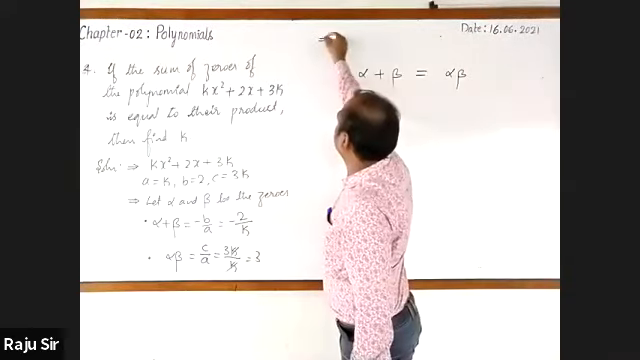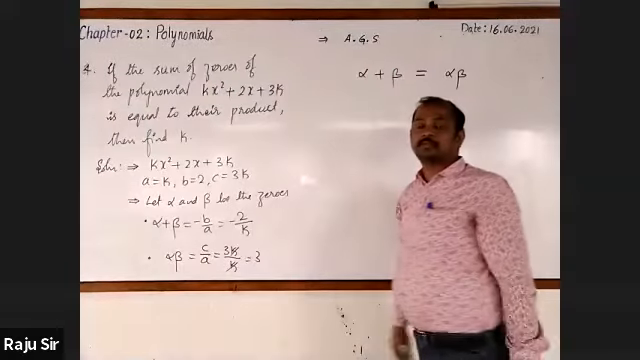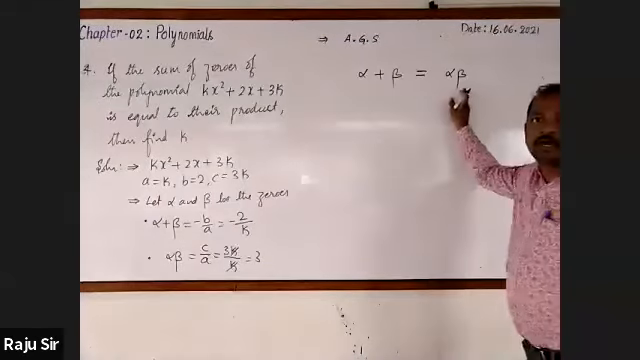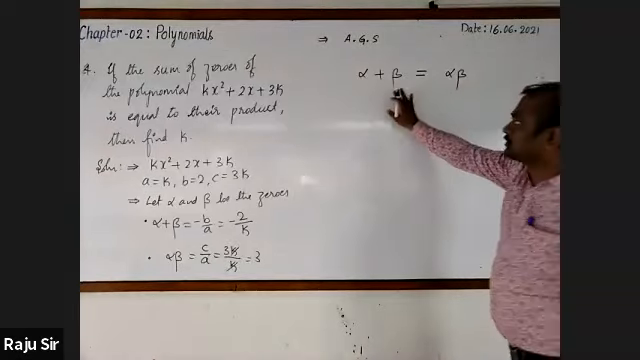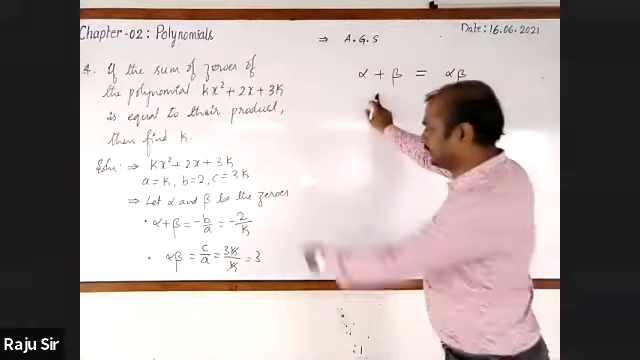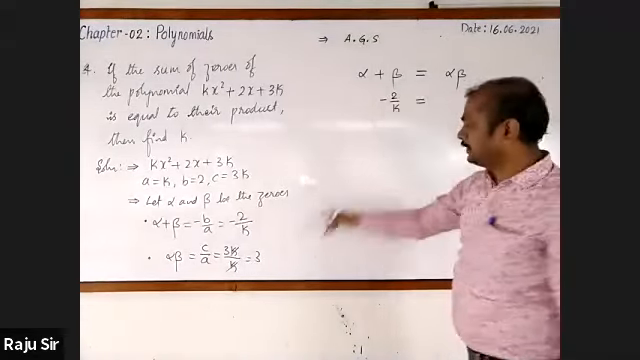According to the given statement, we can write like this: alpha plus beta equal to alpha beta. Hope that you have written. Now you substitute. Alpha plus beta is minus 2 by k. Then alpha into beta is 3.